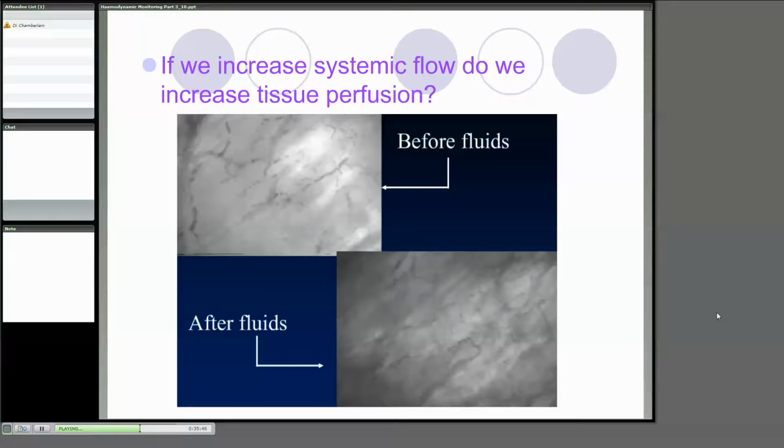So perfusion again, how do we know if we've given fluid, if we increase systemic flow with improving cardiac output and fluid, do we increase tissue perfusion? And this is looking under the tongue. You can actually see that the blood flow in the microvessels under the tongue is very sluggish. And when you actually perfuse someone, you can see those blood vessels stand up and flow quite well. So there's always something to be said for mouth care.